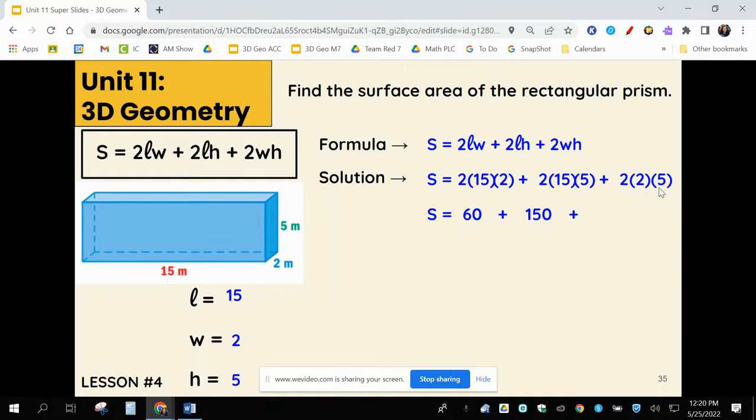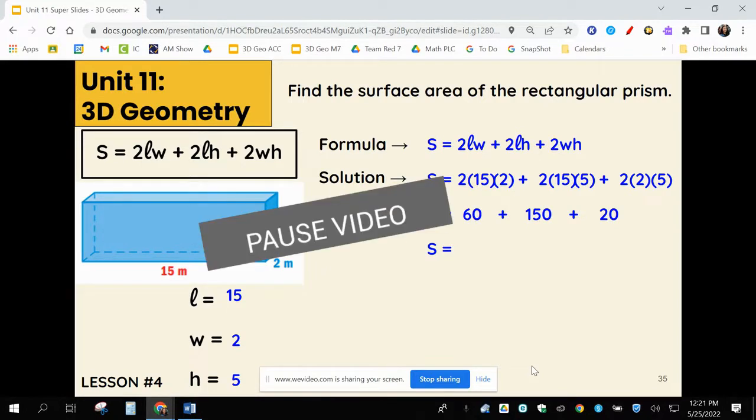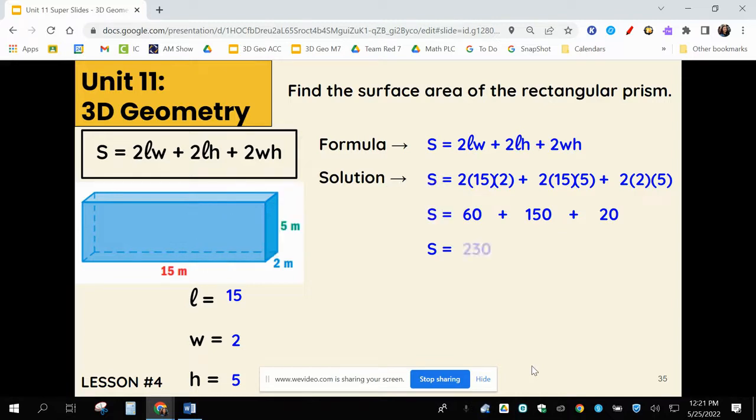Plus 2 times 2 times 5. 2 times 2 is 4, times 5. That's 20. Okay, the last step is to add them all together. So go ahead, pause the video, add them all together, and see if you can figure out the correct units. Okay, you should have said 230 meters squared, because if it's area, it's squared.